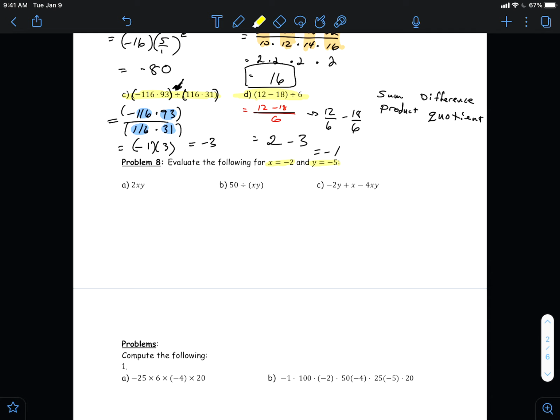The word evaluate just means, here are some conditions, tell me what the answer is under those conditions. That's what it means, basically. Evaluate. Okay, so it gave you two conditions. I've highlighted those in yellow. It told you that x was -2 and y was -5.